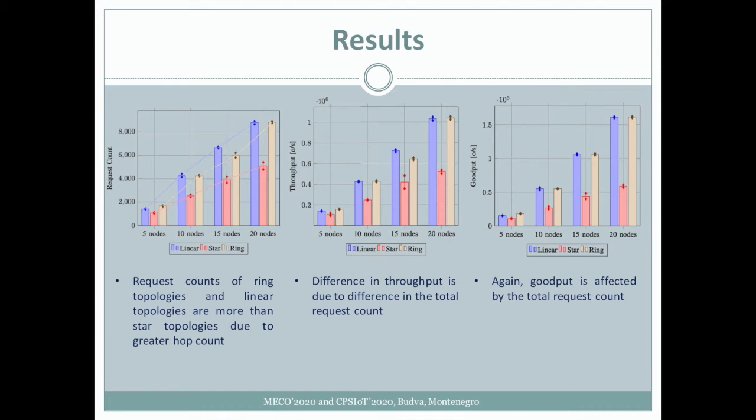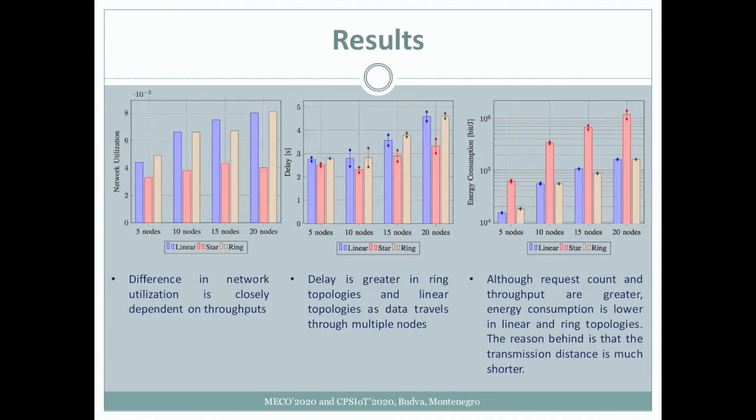There is a throughput chart in the middle and a goodput chart on the right. Throughput and goodput have a correlation with request count. There is a network utilization chart on the left. The network utilization is connected to average throughput per device and device's networking module capacity. For all node counts and topologies, the networking capacity is the same. Thus, the chart has a correlation with throughput.